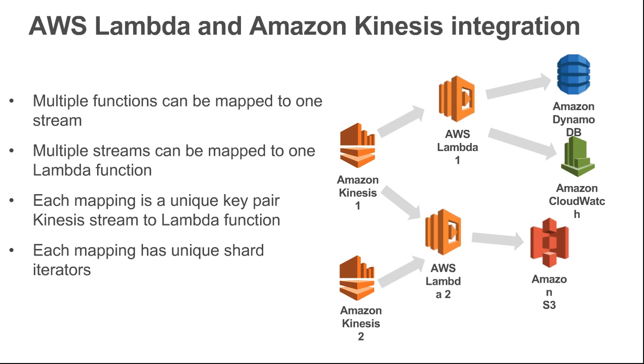Some other features of how this all works: multiple functions can be mapped to one stream, and multiple streams can be mapped to one function. The way that it affects each other we'll talk about a little bit later. Each mapping is a unique key pair between the Kinesis stream and a Lambda function. So you can have multiple to multiple mappings here.